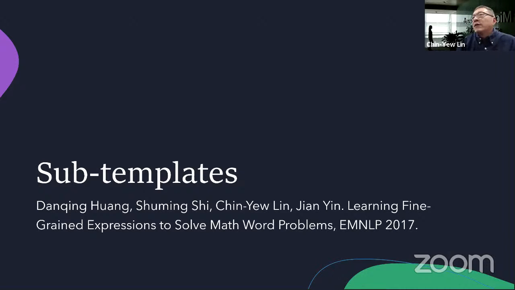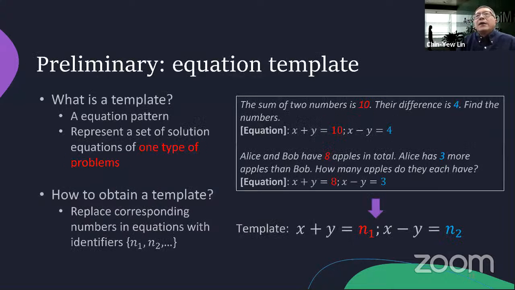And as you know, this is not very robust, because a lot of the time you don't see exactly the same one, and then you have a problem about whether you can apply it or not, right? For example, this equation template. I mentioned there are two questions on the right-hand side. The sum of two numbers is 10, the difference is 4, and so on. And you have another question, Alice and Bob, it has 8 apples. For these two questions, you can have similar equations. One is x plus y equals 10, x minus y equals 4. The other one is x plus y equals 8, and x minus y equals 3.